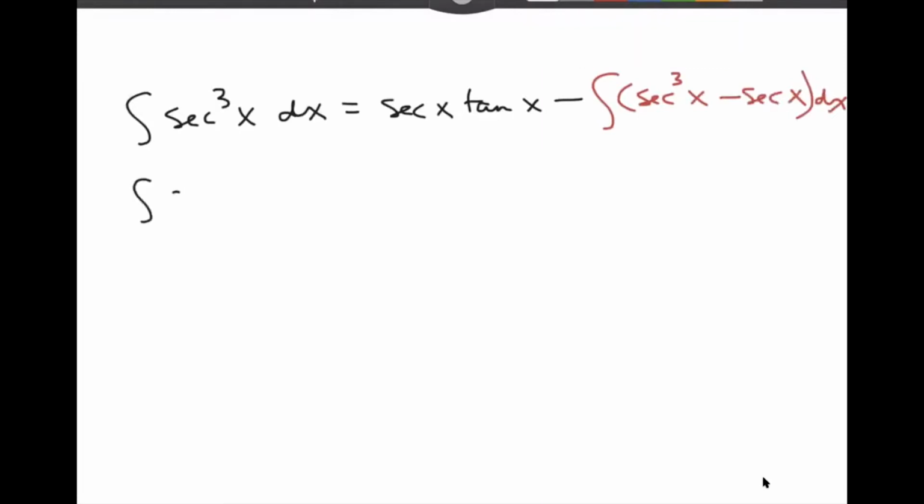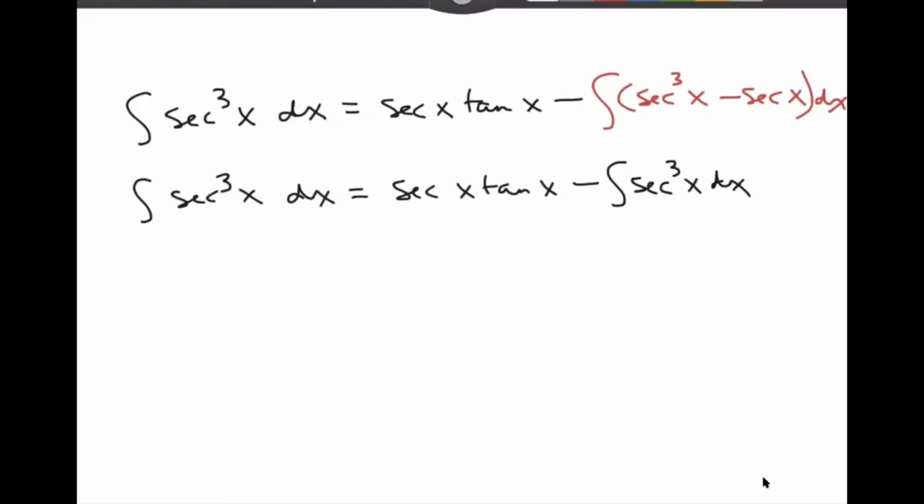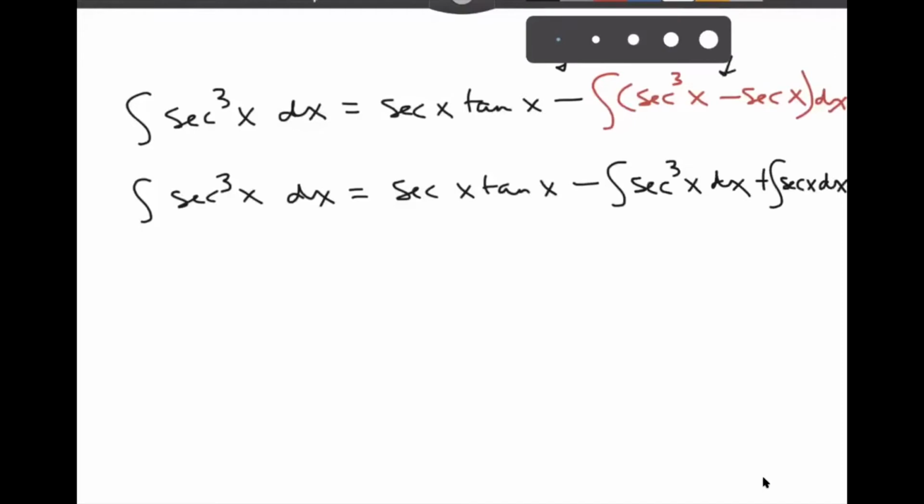That means that the integral of secant cubed x is going to be secant x tangent x minus, I'm going to break this now into 2 integrals, the integral of secant cubed x dx, and then minus becomes plus, the integral of secant x dx. All right, so we were trying to figure out the integral of secant cubed x dx, and now on the other side of the equation, we have an integral of secant cubed x dx. So let's add this integral to both sides.